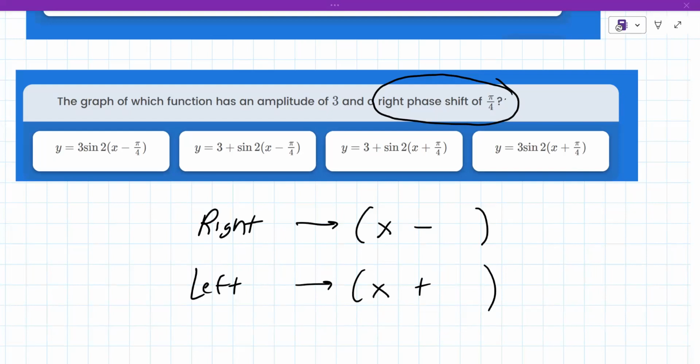Remember that? We talked about that a little bit earlier in our lesson. So this one is going to the right. It's going to be an x minus inside parentheses. Which of these four answers has an x minus? Which of these four has an x minus in there?